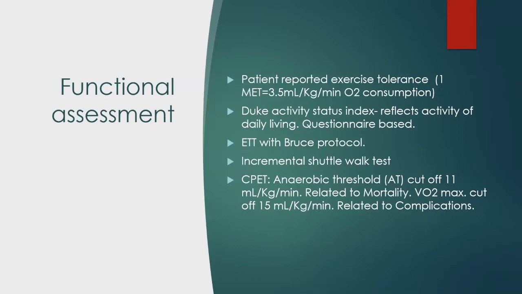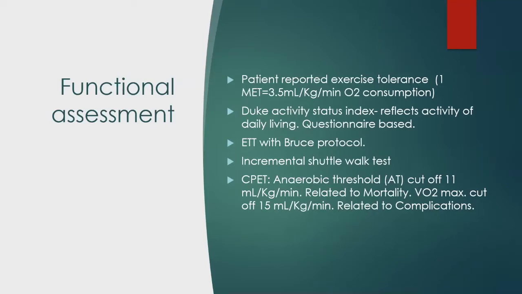Your anaerobic threshold roughly correlates with the risk of mortality during a high-risk anesthesia. Okay, so anyone who is really fit and well, like a trained athlete, will have an anaerobic threshold way higher than 11 ml per kg per minute.